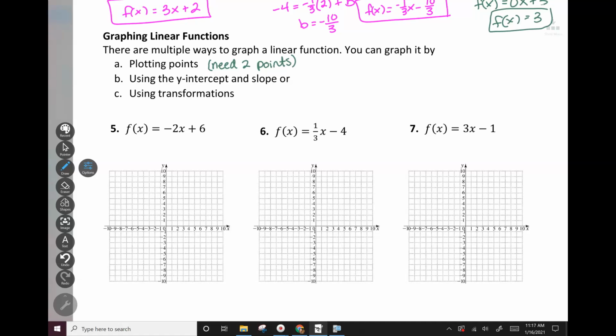Okay, so I'm going to plug any value into this function. Let's do f of 0. Why not? That's negative 2 times 0 plus 6 equals 6. So I have the point 0, 6 on my graph. And then what if I do f of 5? So it's negative 2 times 5 plus 6.